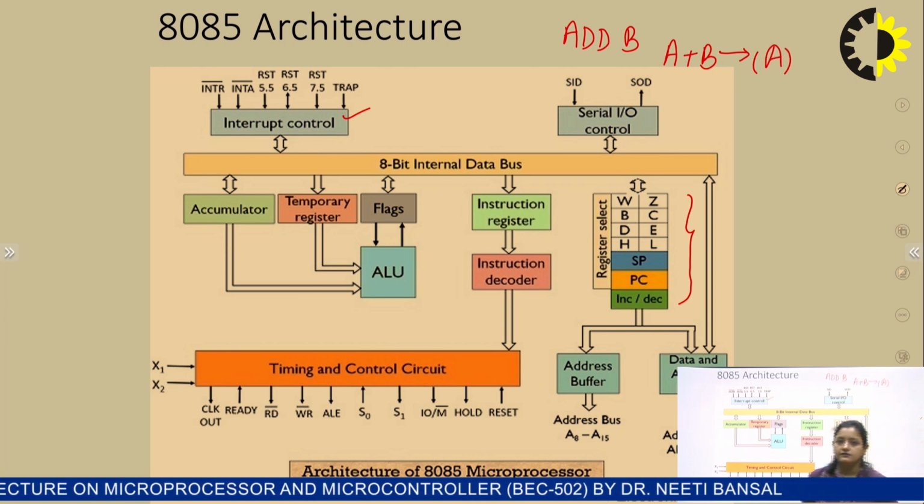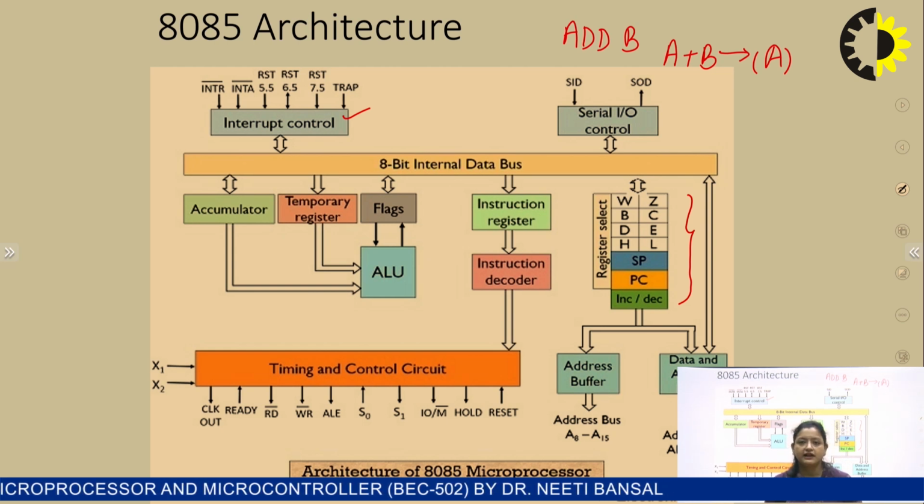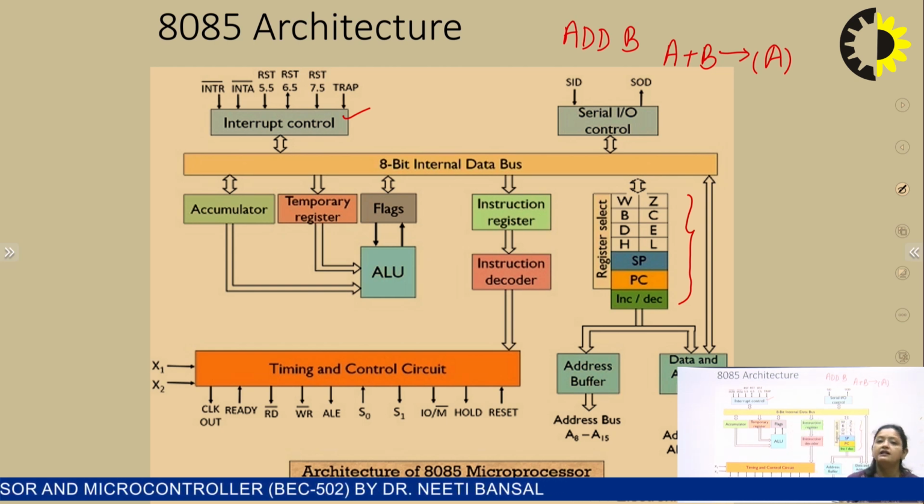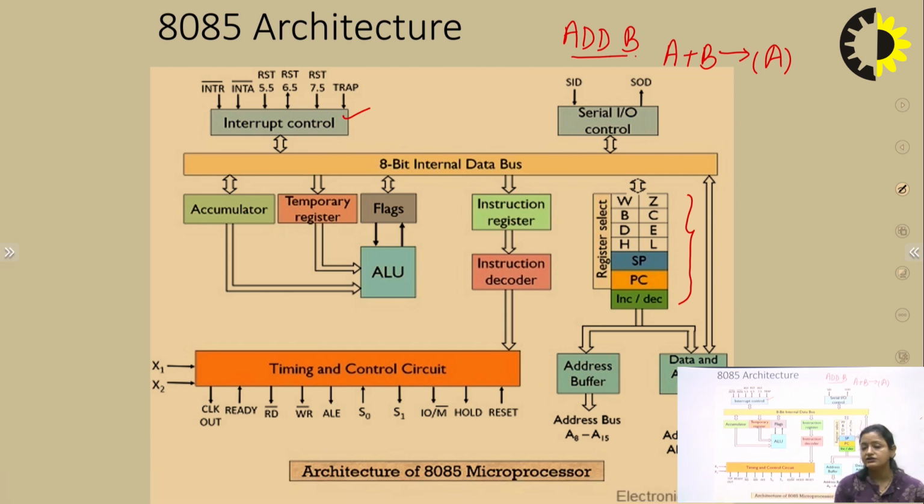That's why I say accumulator is a special type of register which has a special power that it can hold the result of every arithmetic and logical operation. So if I am giving an instruction ADD B, it means that the contents of register A will be added to the contents of register B and my result will be saved back to register A.